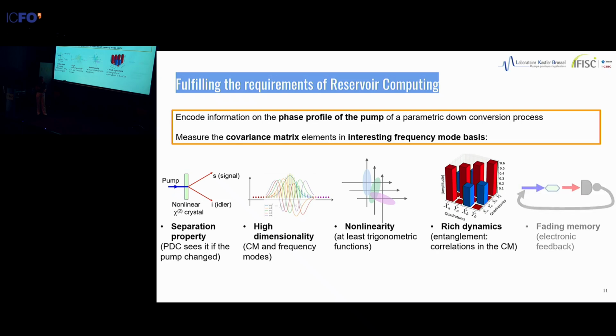Rich dynamics, and okay, the fading memory is missing, but I am tweaking it in by putting in an electronic feedback, meaning that yes, I'm sending a lot of pulses and forgetting about them, but what I measure, I re-encode when I encode the input.